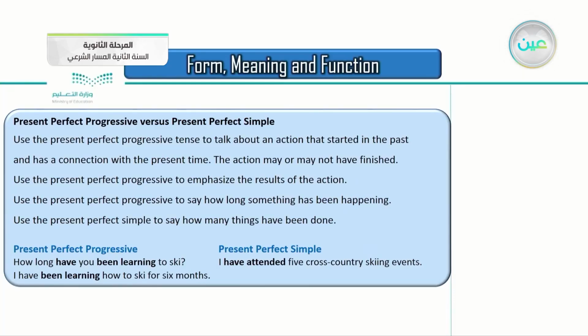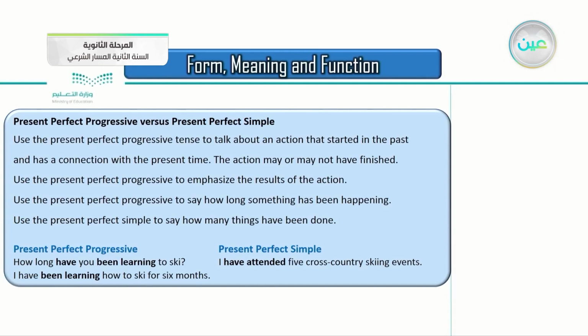Present perfect progressive. How long have you been learning to ski? So, these are all the forms of the present perfect progressive: have, been, and the verb with ing, learning. And the answer here is, I've been learning how to ski for 6 months.